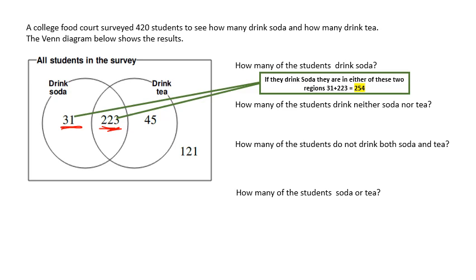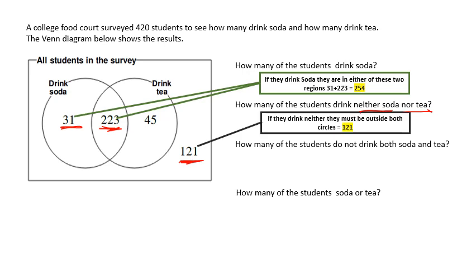If you drink neither soda nor tea, so you're not in either one of the two circles, you have to be standing out here. So that one's simple, 121.